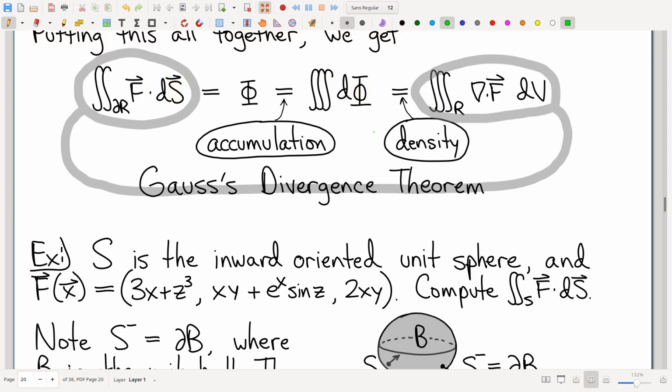And I make a big deal out of this because I've seen this on exam papers so many times, and it makes me sad every single time that I see students trying to apply Gauss's divergence theorem when their domain is not a boundary, and it just doesn't work.